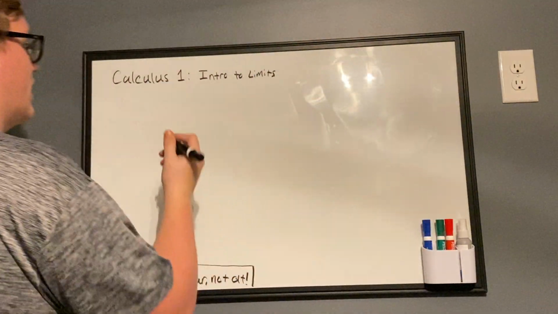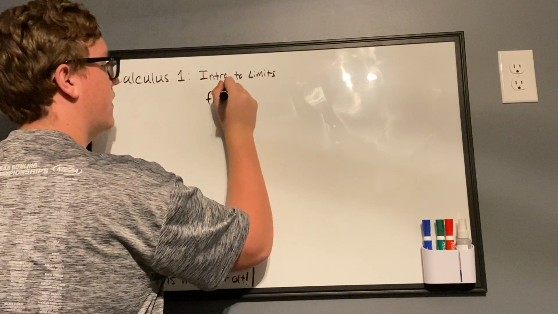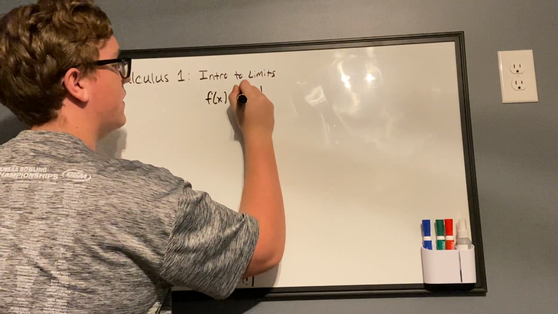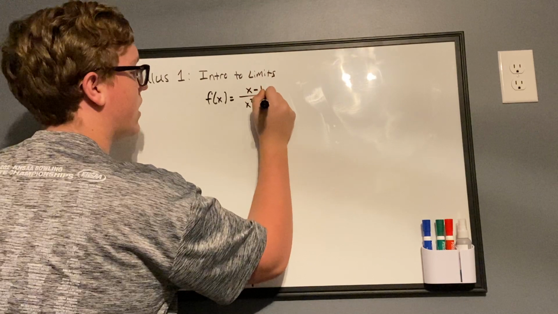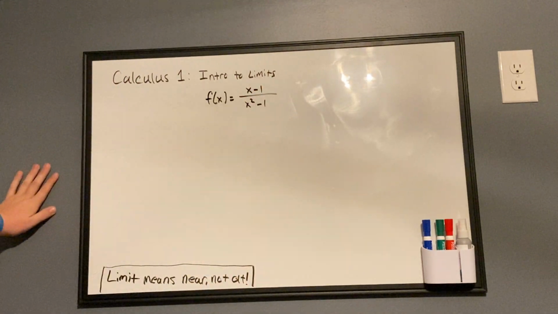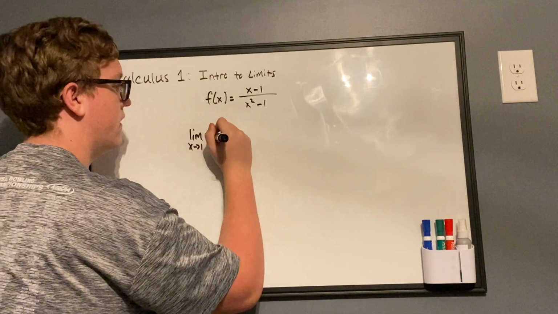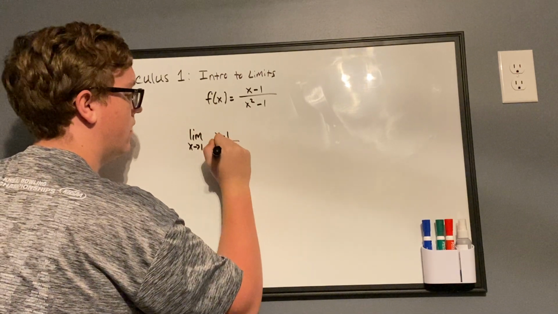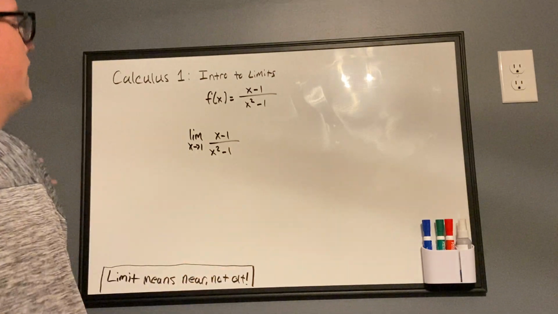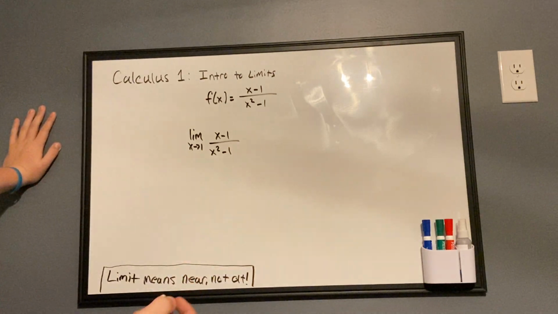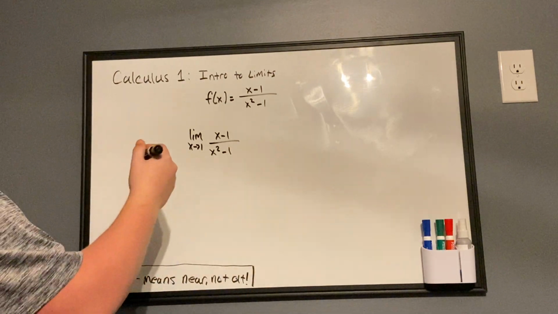Let's have f of x equal to this: x minus 1 over x squared minus 1. And we're going to have the limit as x approaches 1 of x minus 1 over x squared minus 1. So now I know you're thinking, let's go ahead and plug in our 1s. So okay, let's do that.